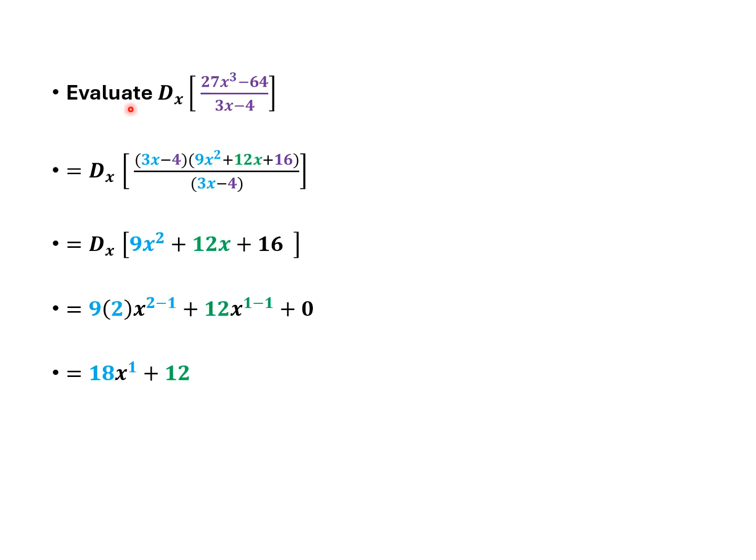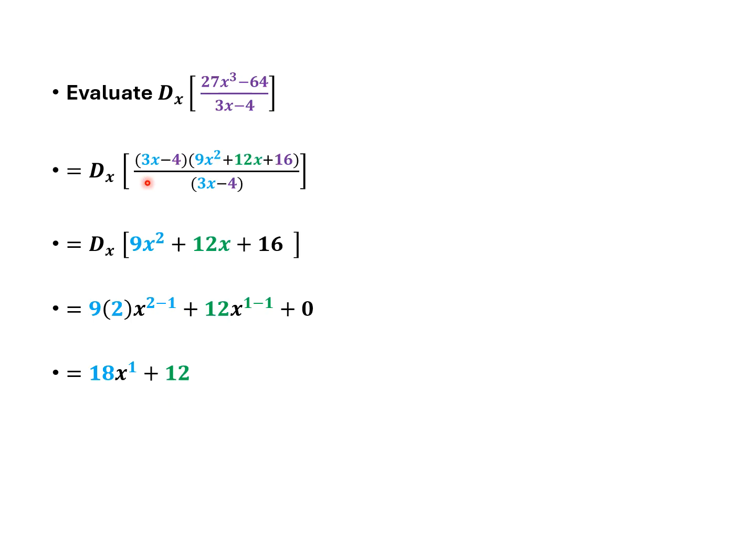So here evaluate dy/dx if we have (27x cubed minus 64) divided by (3x minus 4). So again, we first have to simplify and factorize. Because I have a cube there, I'm going to first look for the cube roots. Cube root of 27 is 3. Cube root of x cubed is x. Negative stays negative. Cube root of 64 is 4.